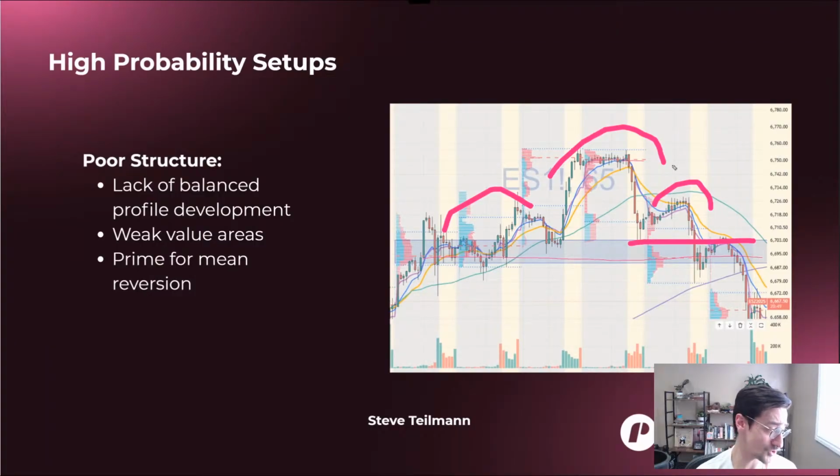So this is poor structure. It lacks a balanced profile development. That's what these bimodal profiles are. They are poor structures. If it had a nice big belly like that, that would be proper structure, or fair structure, or balanced structure is the best way to put it.